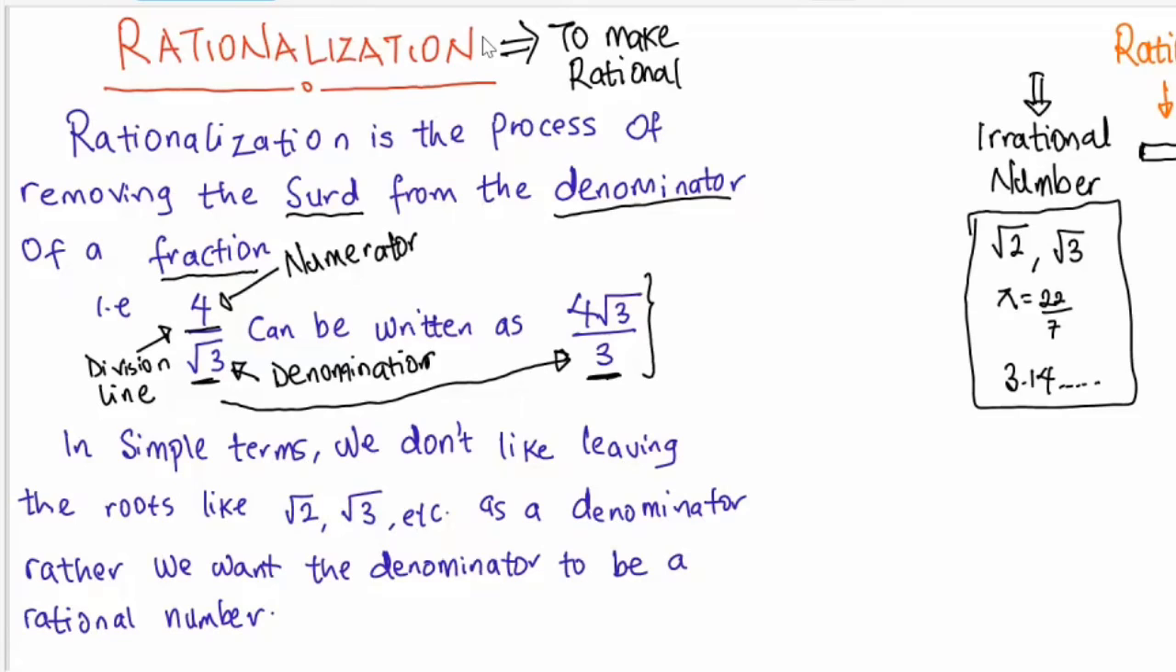Now, in simple terms, we don't like leaving the roots like root 2, root 3 as a denominator. So we don't want to see a root as a denominator. Rather, we want to remove that surd from the denominator and convert it to a rational number. So in essence, this is what rationalization is all about.